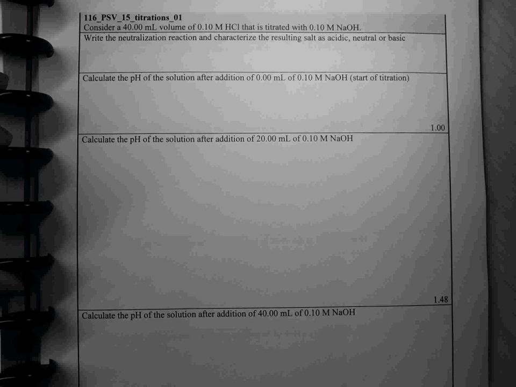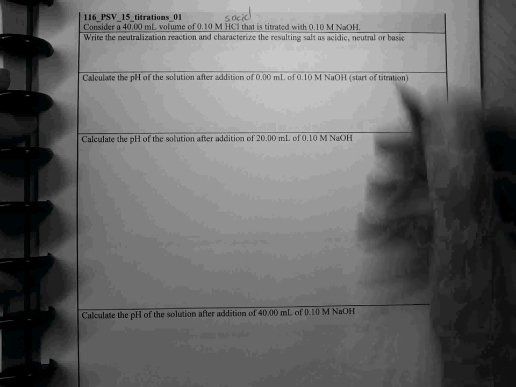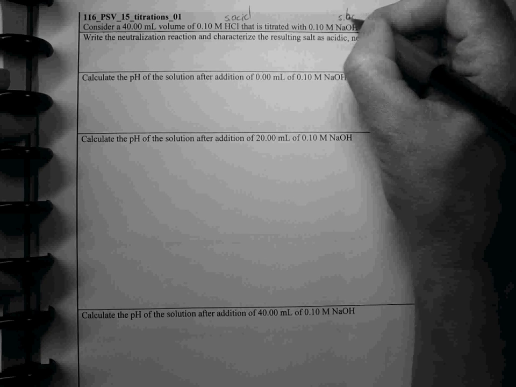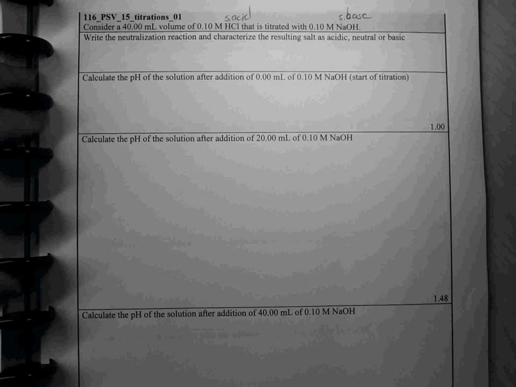This is a titration. We want to classify both the acid and the base as either weak or strong. HCl is one of the big seven, so we know it's going to be a strong acid. And NaOH is a strong base. So this is a strong acid, strong base titration.